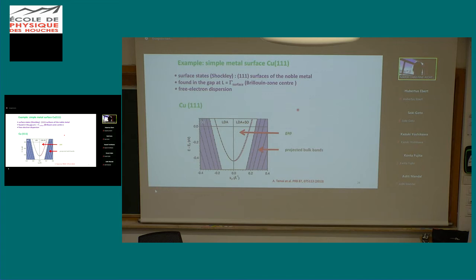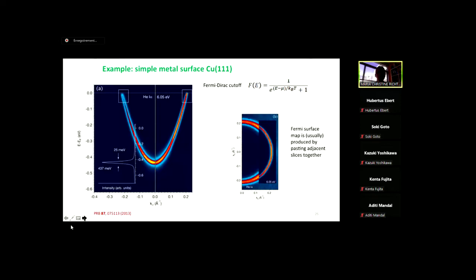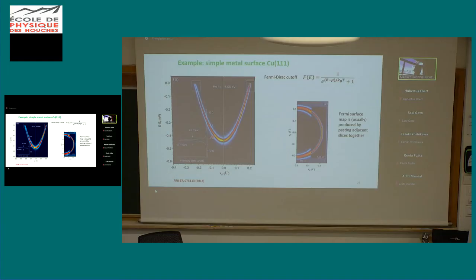Okay, so an example for a spectrum is the copper 111 surface. There is a surface state, you have already seen that, it's a so-called Shockley state, which is formed in the gap of the bulk states, the gap at the L point. And you can see here a nice parabola, and here is the projected bulk band. This has been measured quite some time ago with helium radiation, the helium lamp, 21 electron volts. You see this nice parabola.